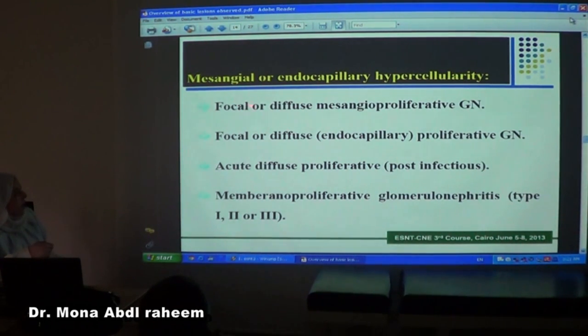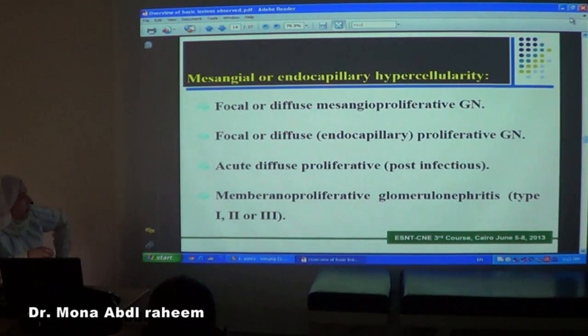The next lesion that we can find in glomerular disease is an increase in cell number. That may be focal or diffuse mesangial proliferation, like IgA or some forms of focal segmental glomerulosclerosis. We can find endocapillary hypercellularity, or there is diffuse proliferation. That means an increase in cell number everywhere: mesangial cells, endothelial cells, and intraluminal inflammatory cells. And we can find increased cellularity with prominent thickening of the basement membrane in membranoproliferative glomerulonephritis with its three types.